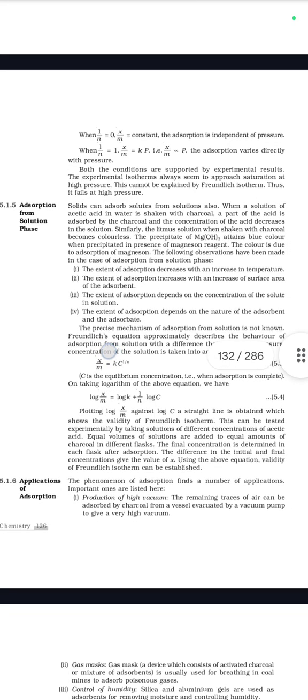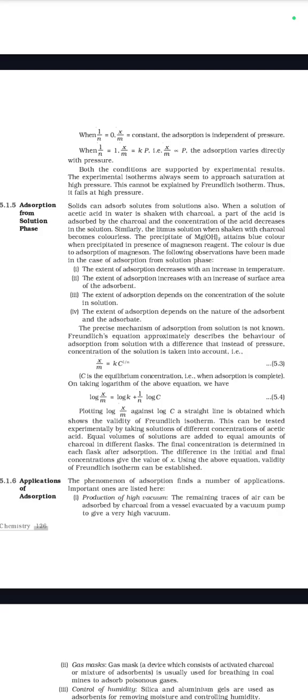Adsorption from solution phases. Solids can adsorb solutes from solution also. When a solution of acetic acid in water is shaken with charcoal, a part of the acid is adsorbed by the charcoal and the concentration of acid decreases in the solution. Similarly, the litmus solution, when shaken with charcoal, becomes colorless. The precipitate of Mg(OH)2 attains blue color when precipitated in the presence of magneson reagent. The color is due to the adsorption of magneson.